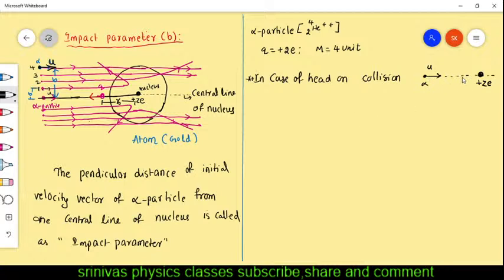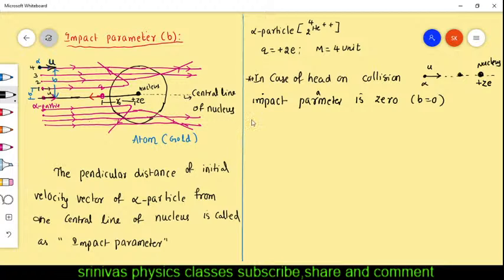In this case, what is happening? The alpha particle is coming back after going to a certain distance. Then how much is the angle of scattering and the impact parameter? In case of head-on collision, the impact parameter is 0. Why is the impact parameter 0? Because the impact parameter is the distance of the initial velocity vector from the center line. This is only the central line, that is only the initial velocity, so in head-on collision it will be 0.